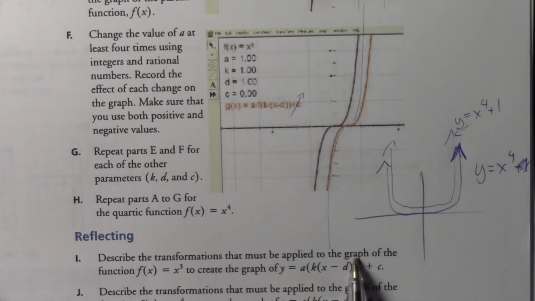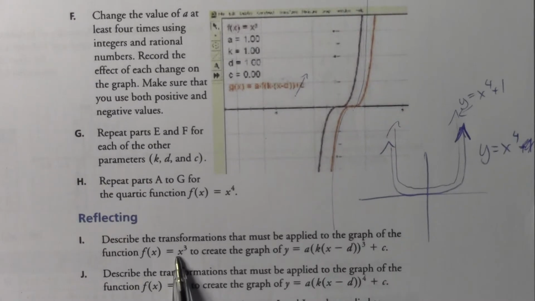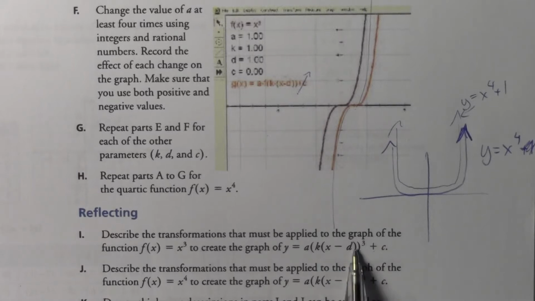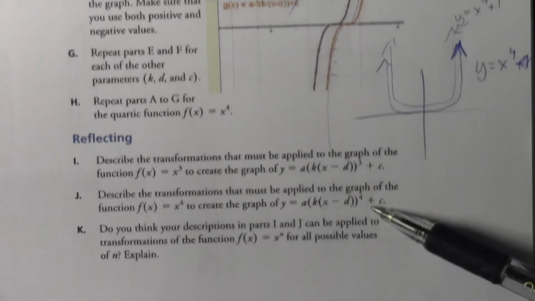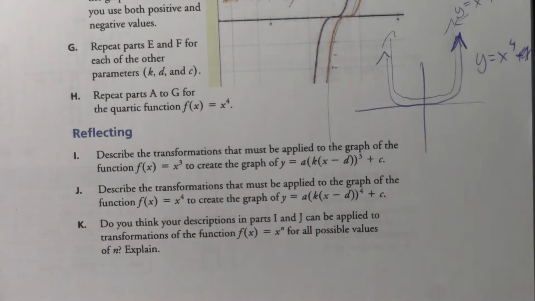Describe the transformations that must be applied to the graph of the function x cubed to create the graph of y equals a(k(x minus d))^3 plus c. So there has to be a vertical stretch or compression of a, a horizontal stretch or compression of k, a horizontal translation or movement to the left or right of the value of d, and a vertical movement of c. Same thing for the even function. Or sorry, the function with an even exponent, I should say.